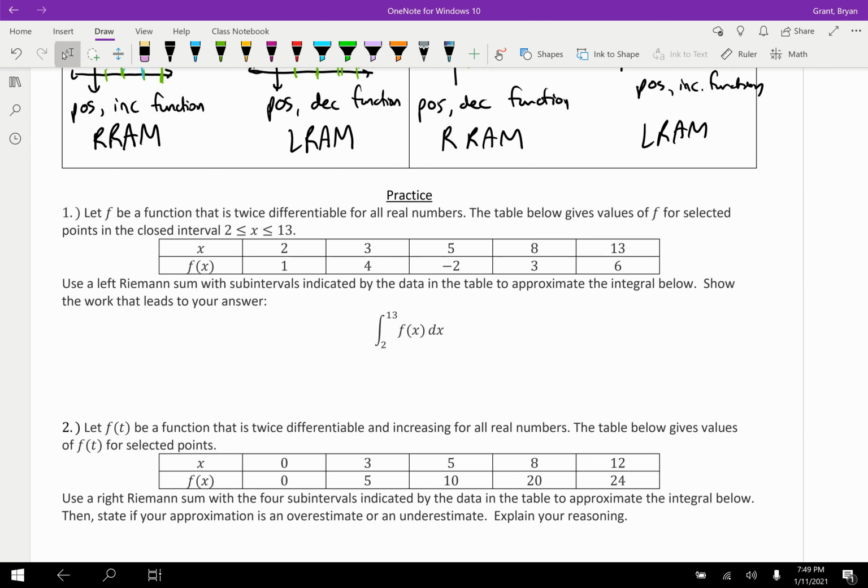Awkward. Okay. Let f be a function that's twice differentiable for all real numbers. We can take the derivative twice, nice smooth curves, no pointy points.